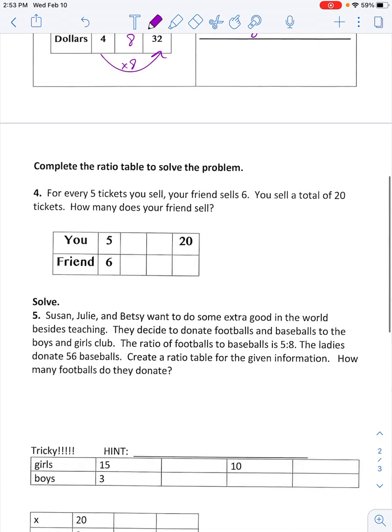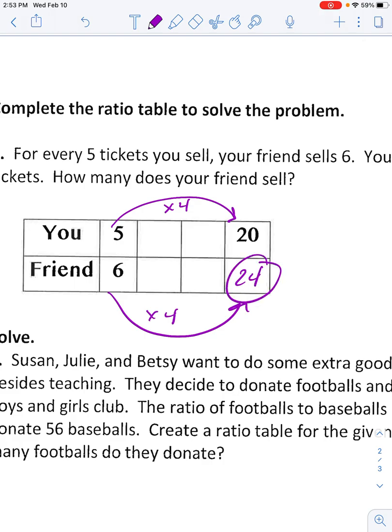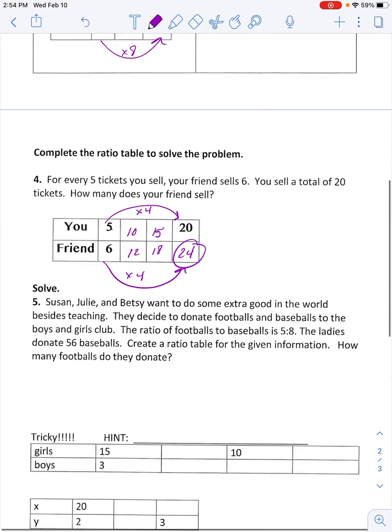Complete the ratio table to solve the problem. For every 5 tickets you sell, your friend sells 6. You sell a total of 20 tickets. How many does your friend sell? Well, to get from 5 to 20, we multiply by 4. So our friend sells 24 tickets. You can also count by 5s because for every 5 tickets you sell, your friend sells 6.